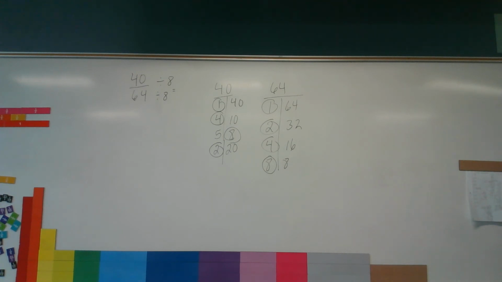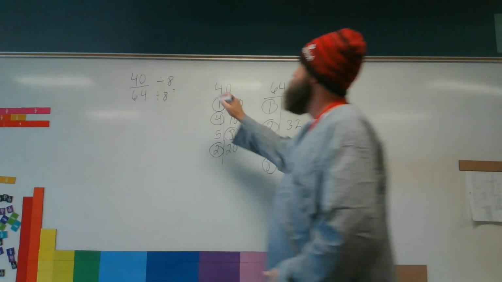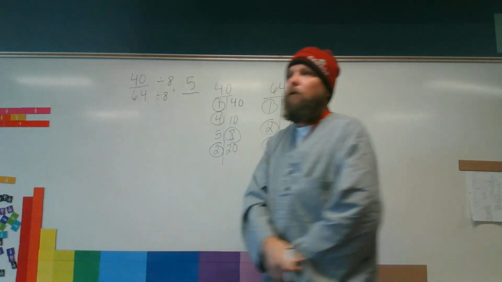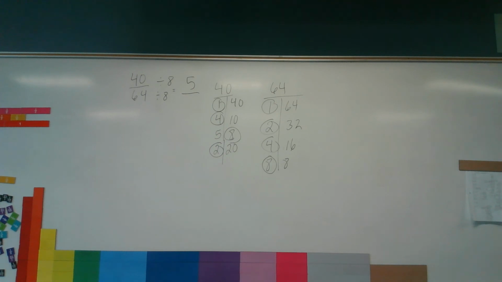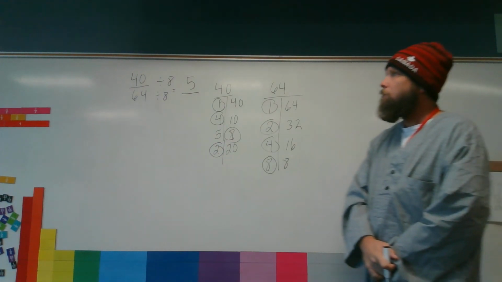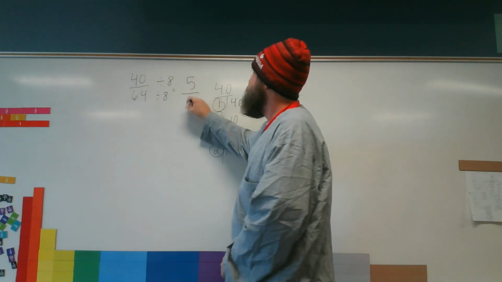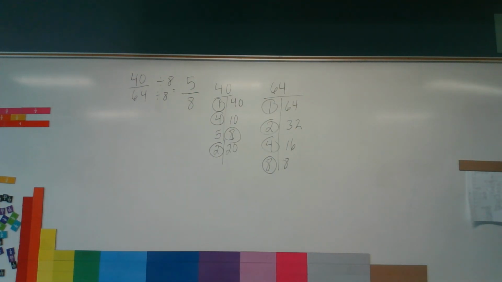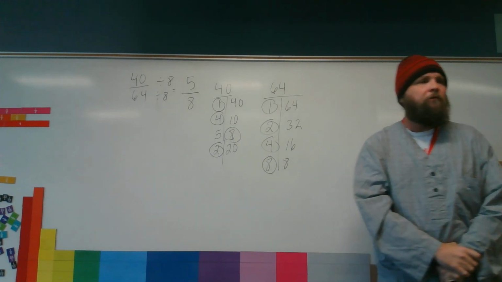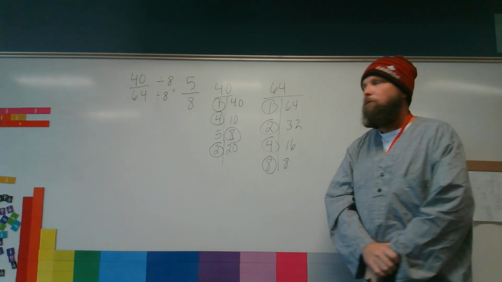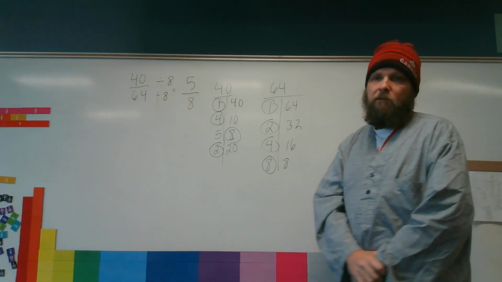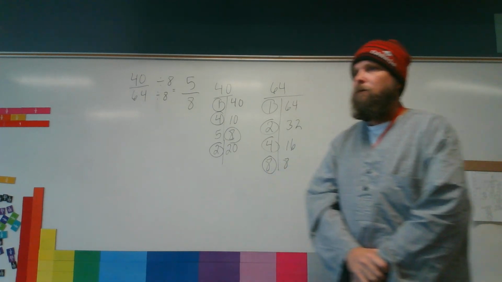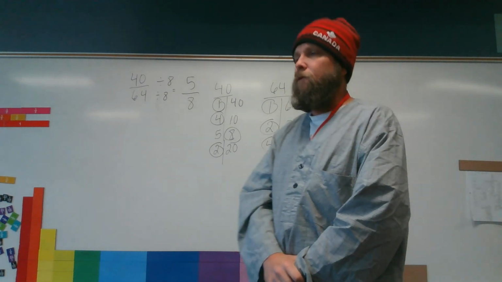Andres, what is 40 divided by 8? 5. And Natalie, what is 64 divided by 8? So we have 5/8. You said 5, right? So that should simplify down to 5/8. Huh? I know, that's why I'm going over these. I see what I did wrong.